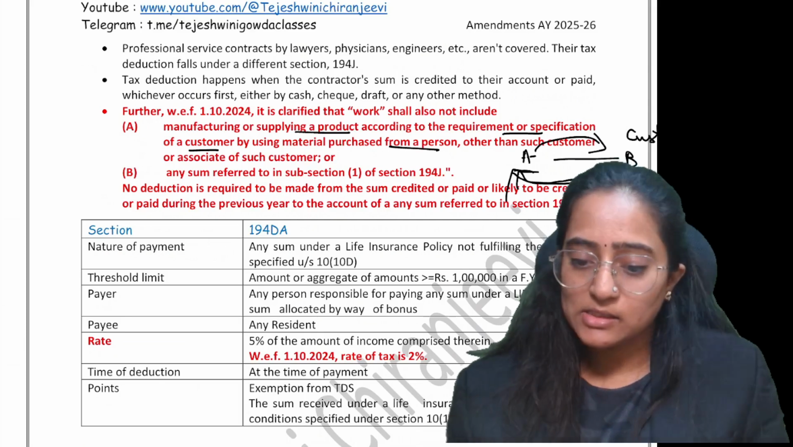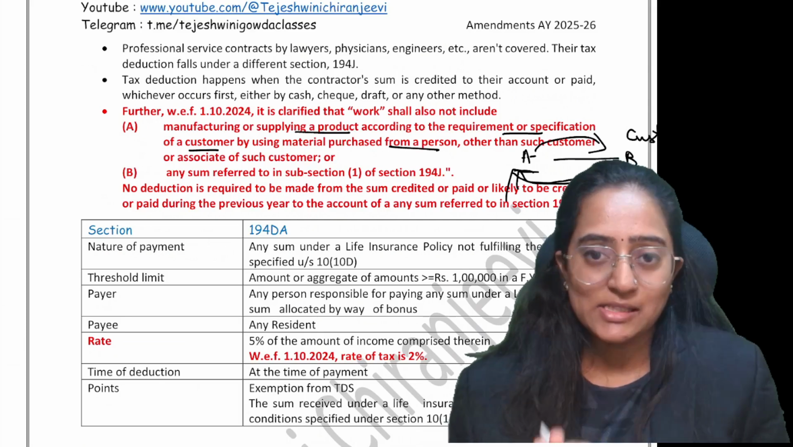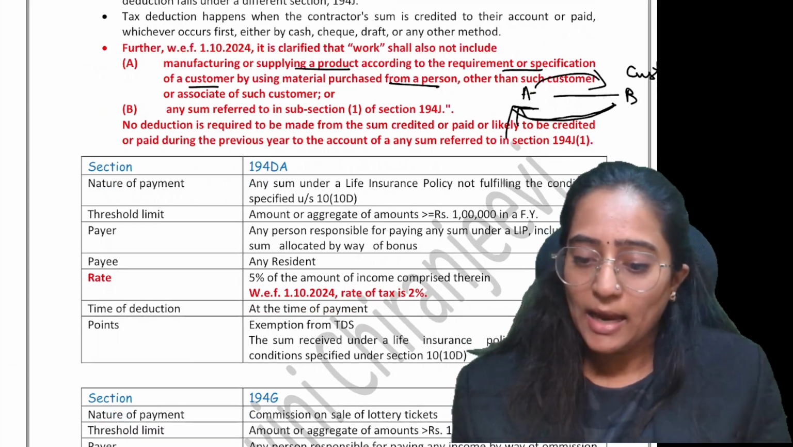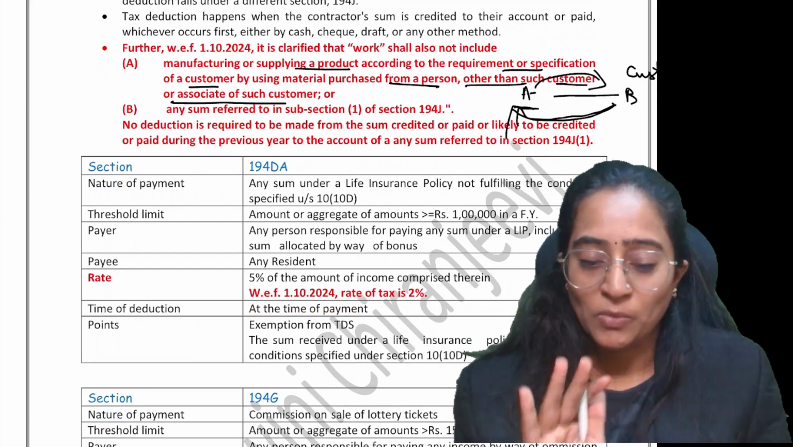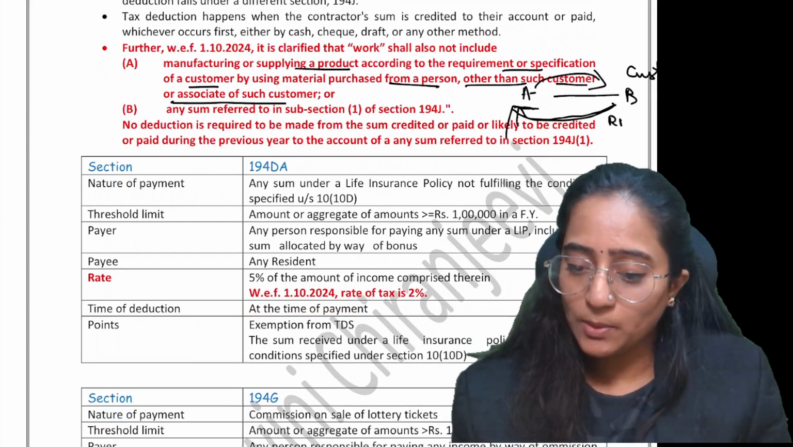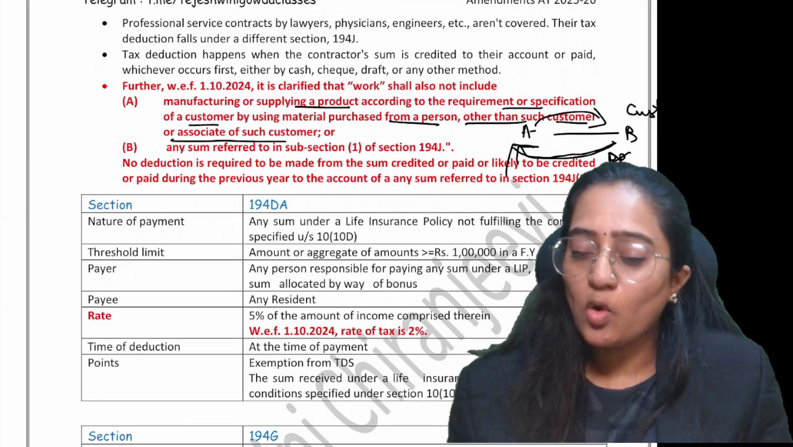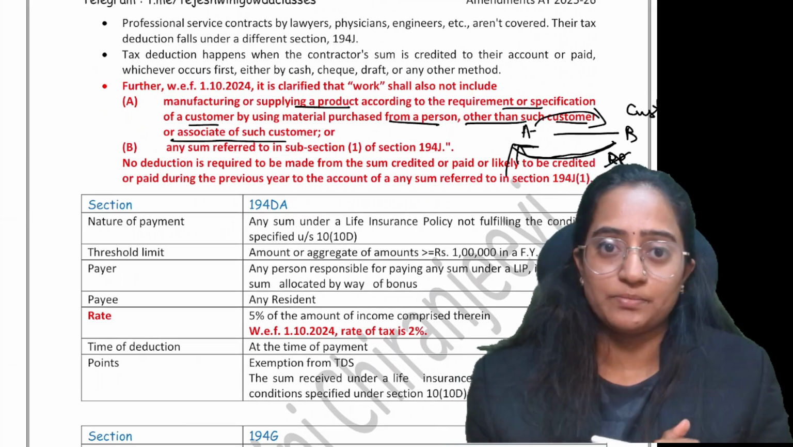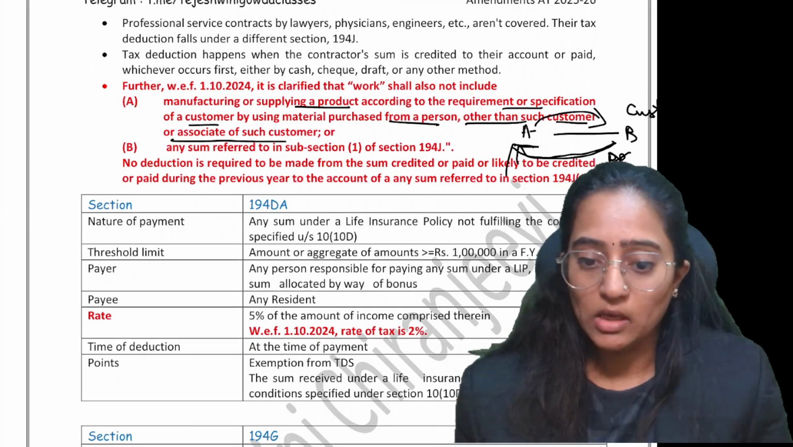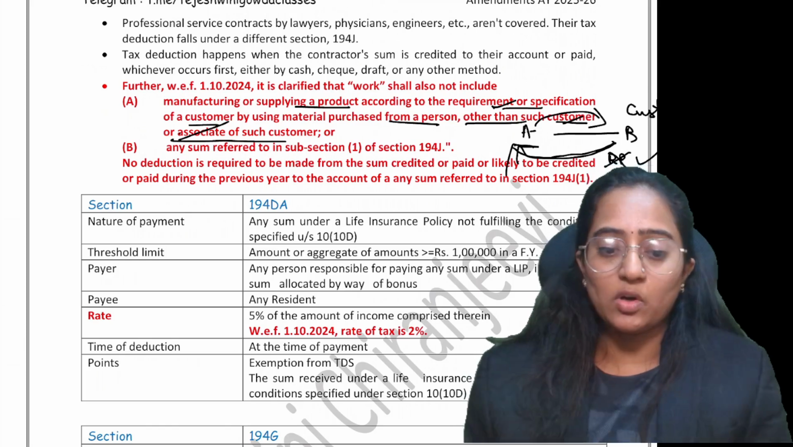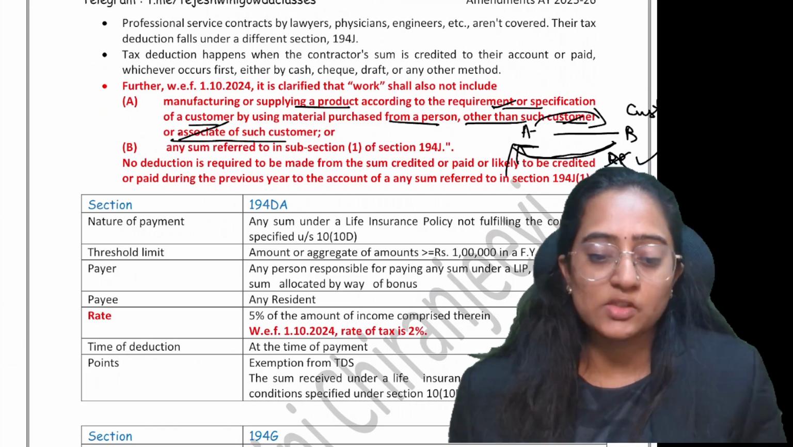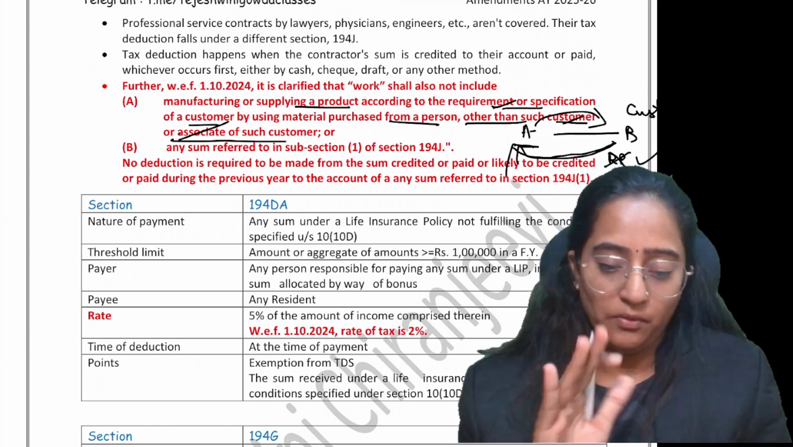In this case, if this transaction is other than with such customer or an associate of the customer, basically it is not a related party transaction, then it will not be regarded as work. If it is a related party transaction, yes, customer associate for that matter, it is regarded as work.